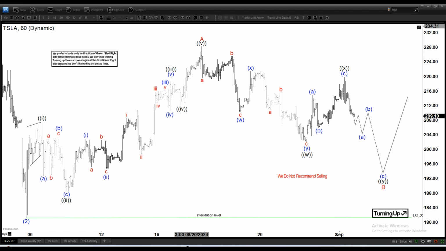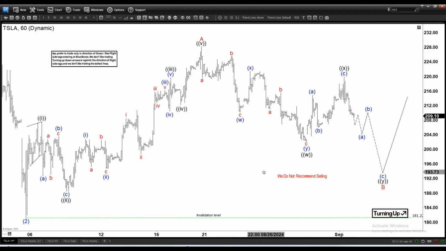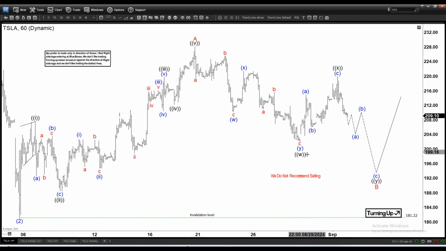Today is September the 4th and the chart of the day for today is Tesla. Here is the 60 minutes time frame. We can see right here that the stock is correcting to the downside. And we can see the rally that started from early August is in the form of a 5 waves up. Okay, and then the current pullback is ongoing in the form of a double correction WXY, right?